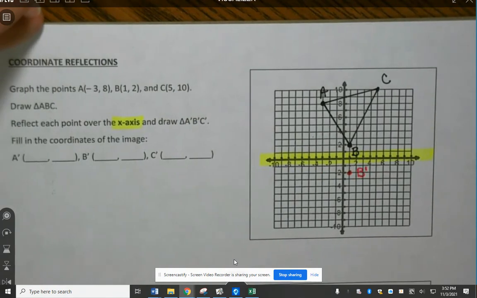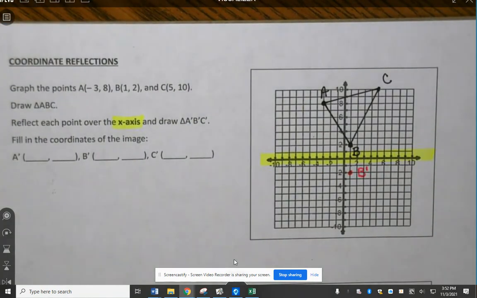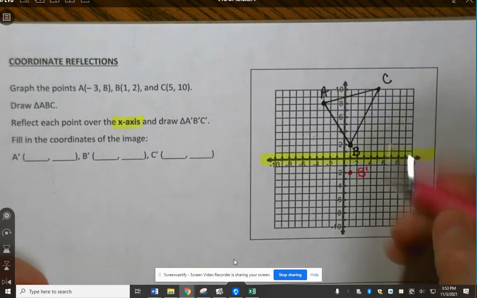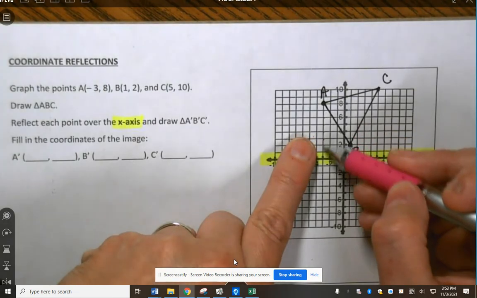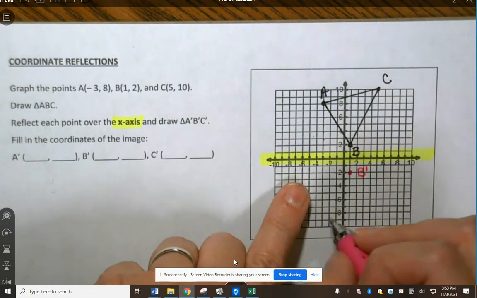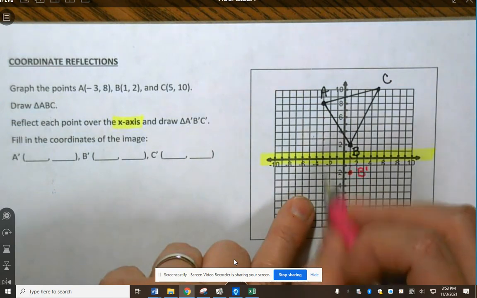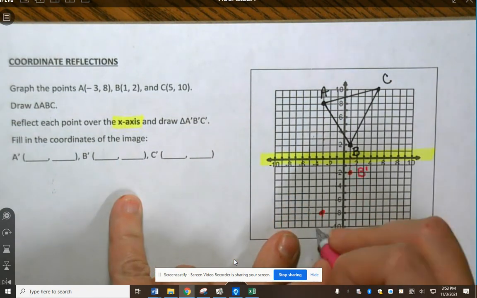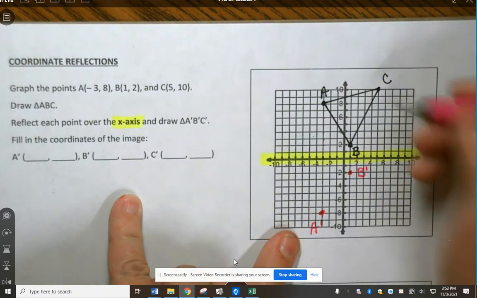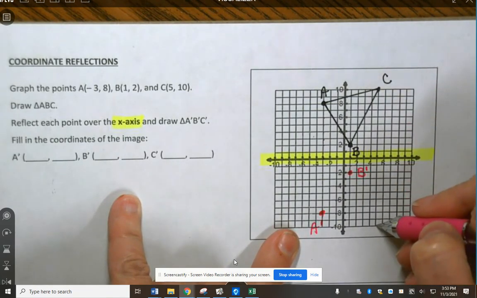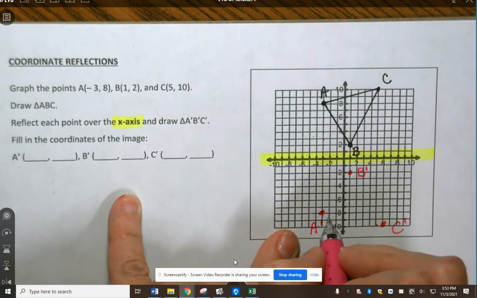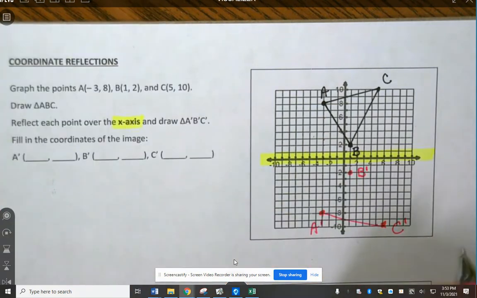Don't just mark the points. If they have a letter label, A, B, C, you label those and you label their images. So A is 1, 2, 3, 4, 5, 6, 7, 8 units above. So it's going to go 8 units below the x-axis, and that's A prime. C is 10 units above the x-axis. So it's going to go 10 units below the x-axis. I really should use a ruler.